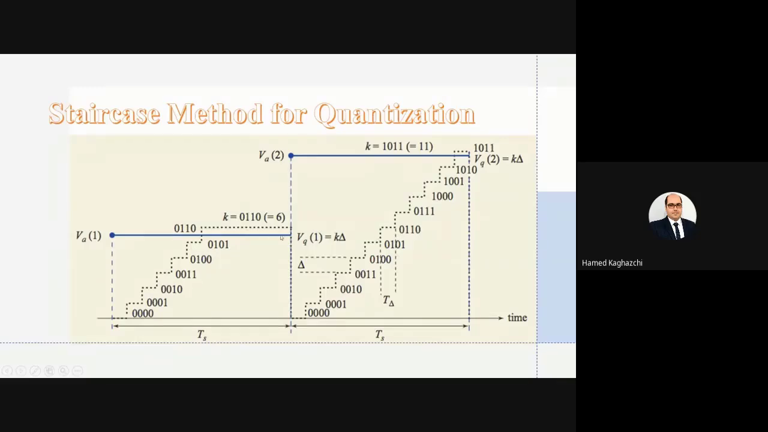And the quantized value, for example, for the values that occurred at K equal to 500. For example, here K is 6. VQ is K times delta. At this section, VQ is K delta. K here is 11. T delta is also this section.